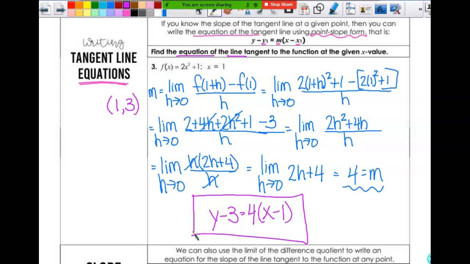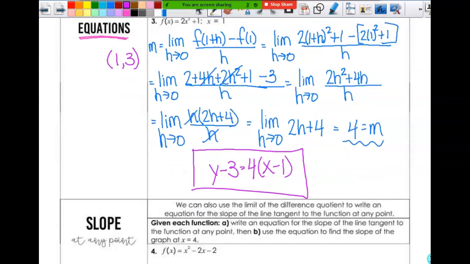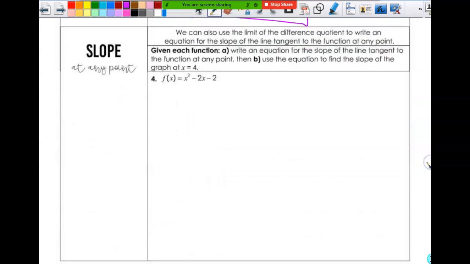All right. So we've been finding the slope at specific x values or at specific points. We can also use the limit of the difference quotient to write an equation for the slope. Not an equation for the line, but an equation for the slope of the line tangent to the function at any point. At any point.